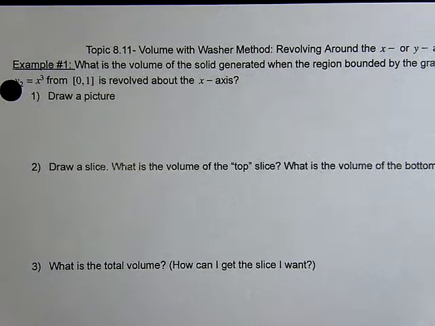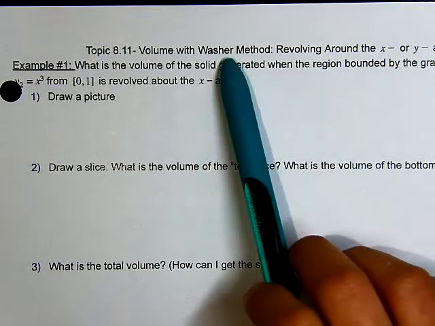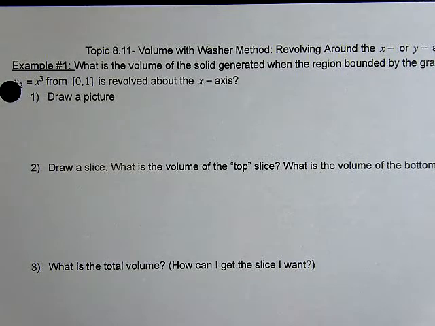Our next topic is 8.11. So we have a volume with something called the washer method. Now we are going to revolve around the x or y axis. So let's go ahead and take a look at what the difference is between a washer and a disc. A disc would be like a coin, something solid.